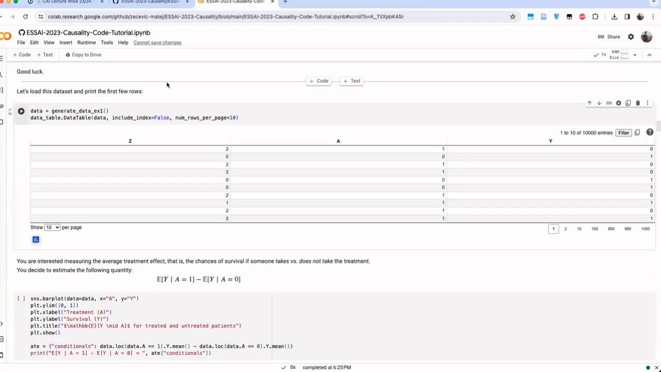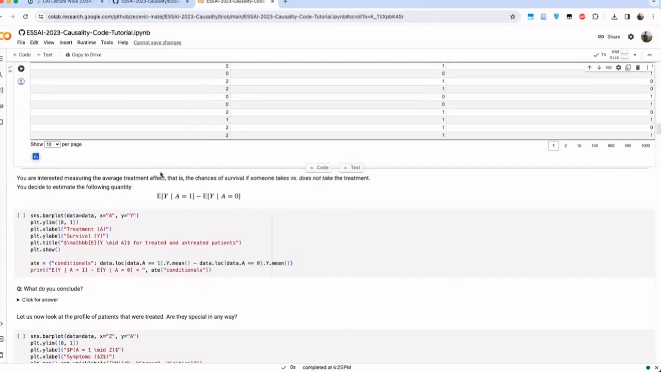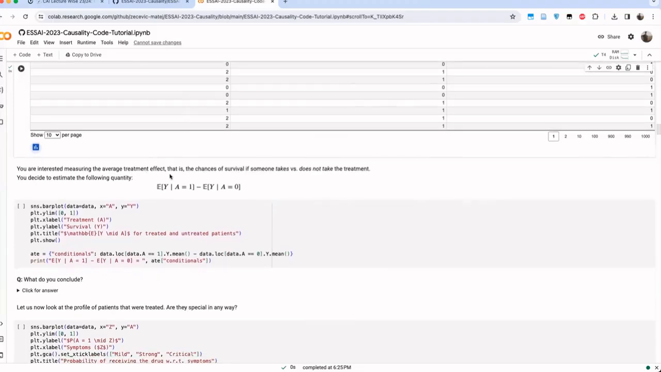So now the first thing we do is load a data set. And that's the function we had earlier. As you can see, we have different samples for Z, A, and Y, with values between 0 and 2 for Z and binary for A and Y. And now we are interested in measuring the average treatment effect, right? So the chances of survival, so Y being equal to 1, if someone has taken the drug or not, right?